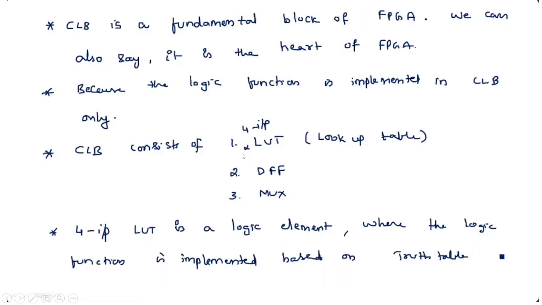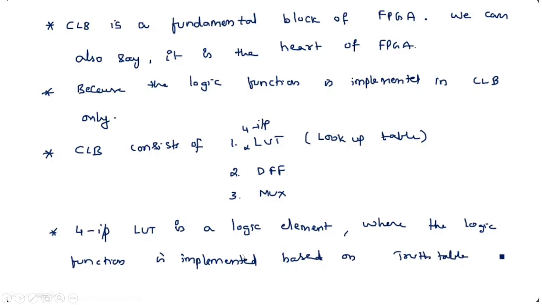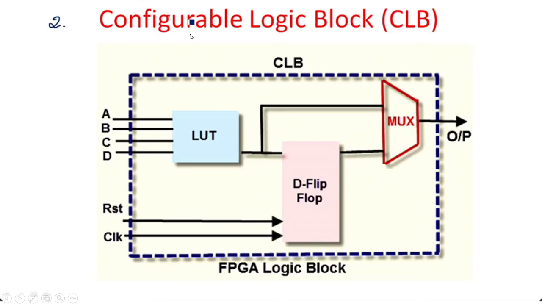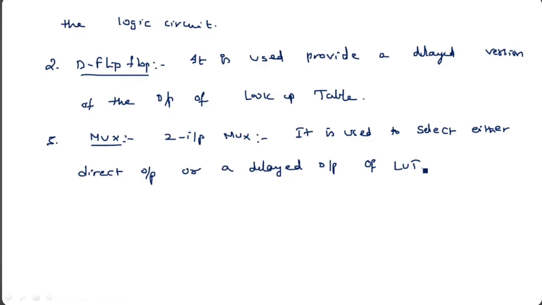Okay, so what does the CLB consist of? Four input LUT, lookup table, D flip flop, and mux. Four input LUT is a logic element where the logic function is implemented based on the truth table. As I told you, suppose you want to design a decoder circuit. So first you will draw the truth table. From the truth table you will get the logic expression. That logic expression will be implemented in the lookup table. Okay, and a D flip flop is there.